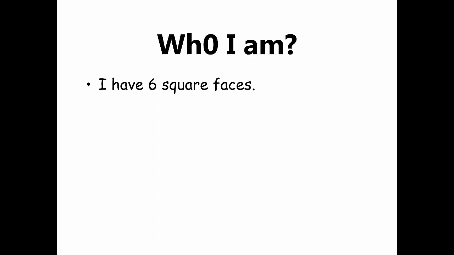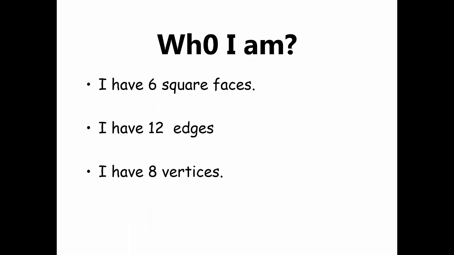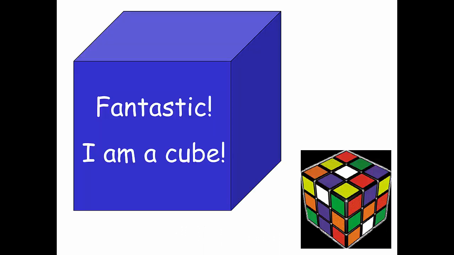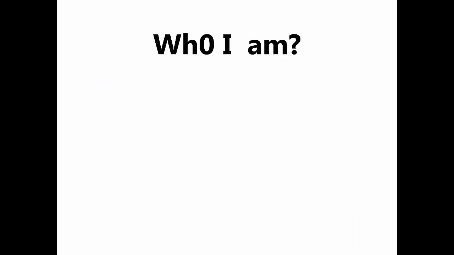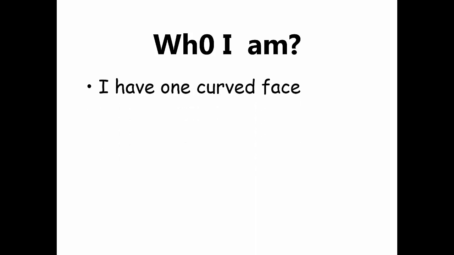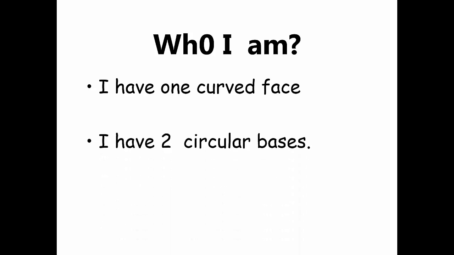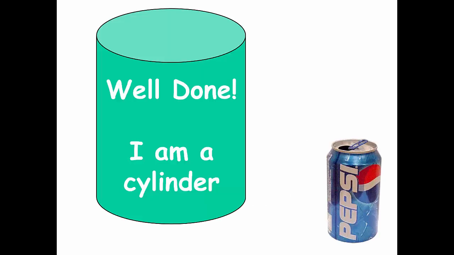Now, who am I, my students? I have 6 square faces, and I have 12 edges, and I have 8 vertices. Who am I? 6 faces, 12 edges, and 8 vertices. Yes, fantastic. I am a cube. Excellent. Who am I, my students? I have 1 curved face, and I have 2 circular bases. What am I, my students? Yes, well done. I'm a cylinder.